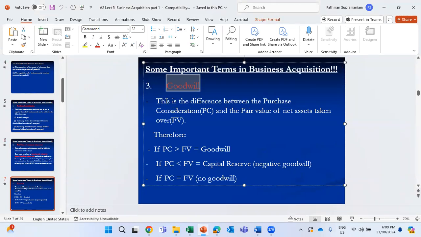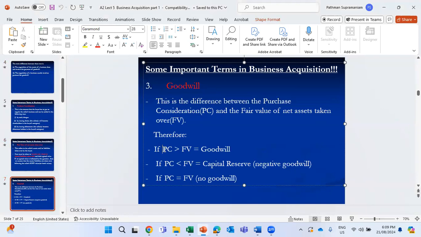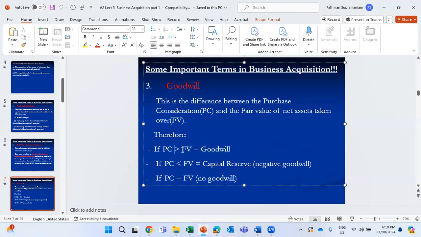So goodwill here is the difference between the buying price, the purchase consideration, and the fair value of net assets taken over. Basically, if the purchase consideration is more than the fair value of net assets taken over, then we have a goodwill in the buyer's books. Goodwill is recorded in the buyer's books, not the seller's books. For example, if the value of the net assets taken over is 100,000, but the buyer pays 120,000, the buyer is paying an extra 20,000.